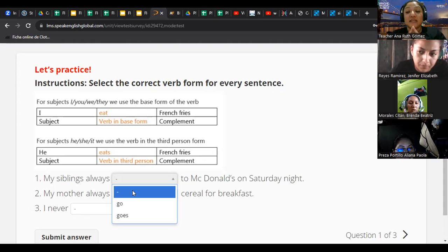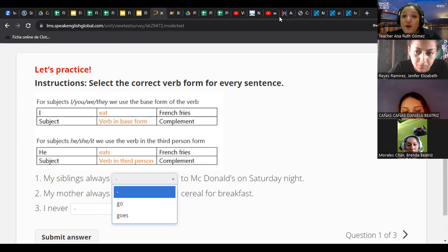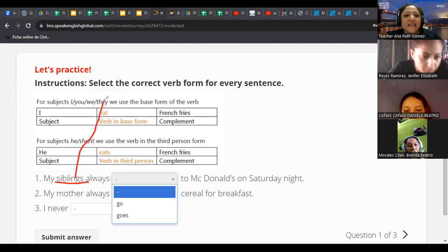Siblings is brothers and sisters together. If you want to say "tengo 5 hermanos y ahí hay 3 niñas y 2 niños", that is siblings. Now, go or goes? Go. Go, because siblings is they, so the verb is in base form. That's why you need go.